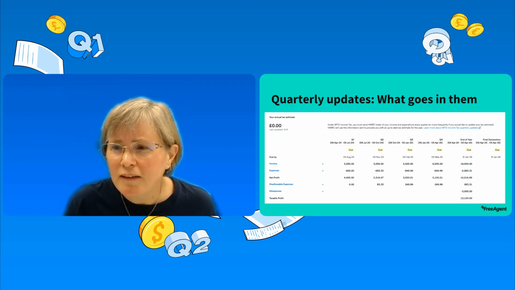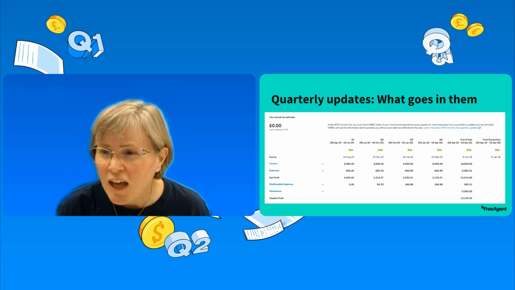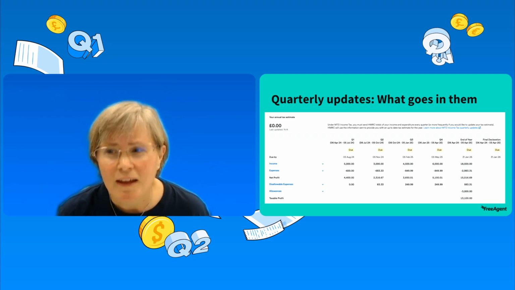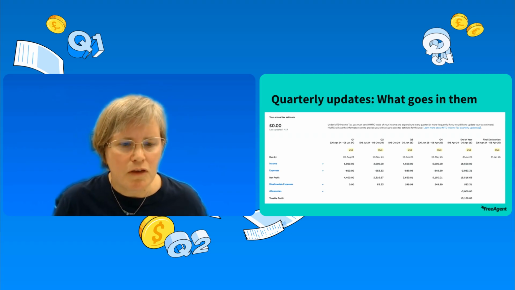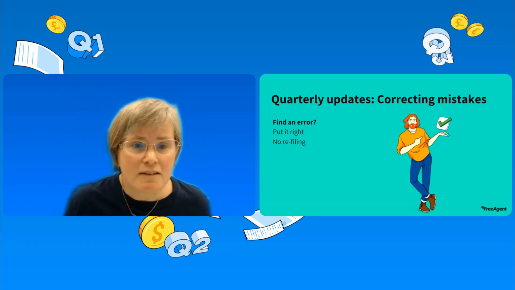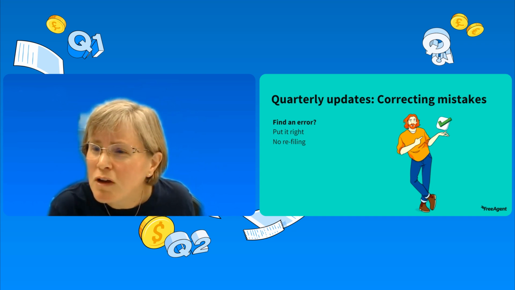If you file a string of zeros through the year and then put everything into your final declaration, HMRC are not going to like that. You need to get them as accurate as possible, but if you do find you've made a mistake, it's not so much of a problem. You just put it right as soon as you've realised you've made a mistake.